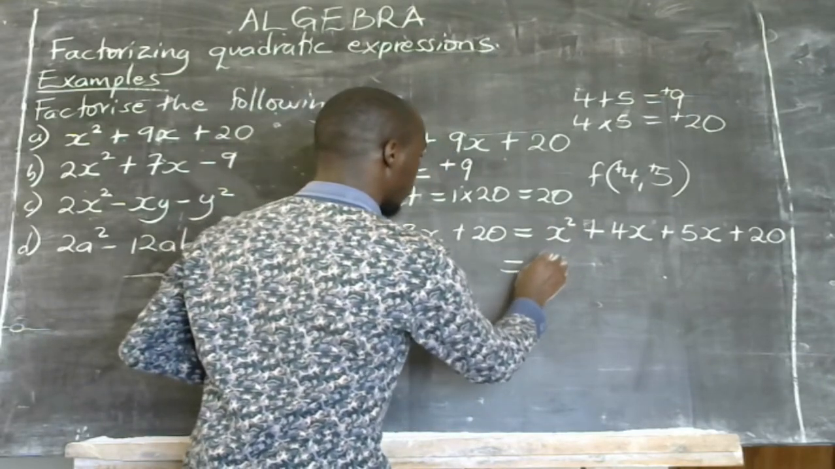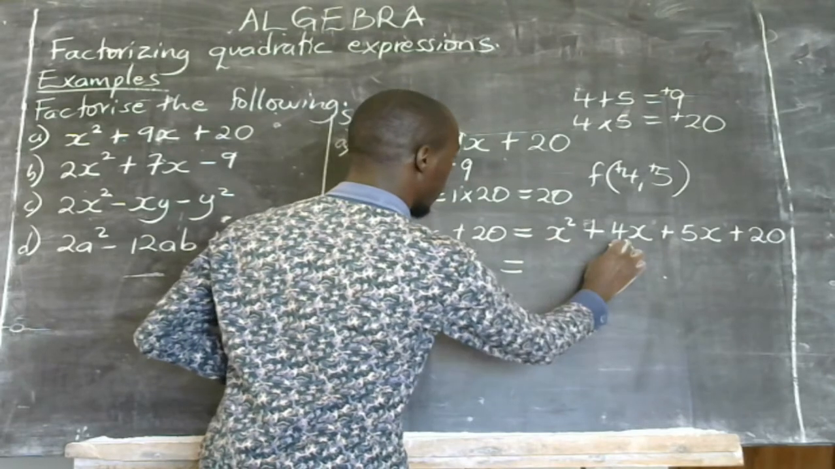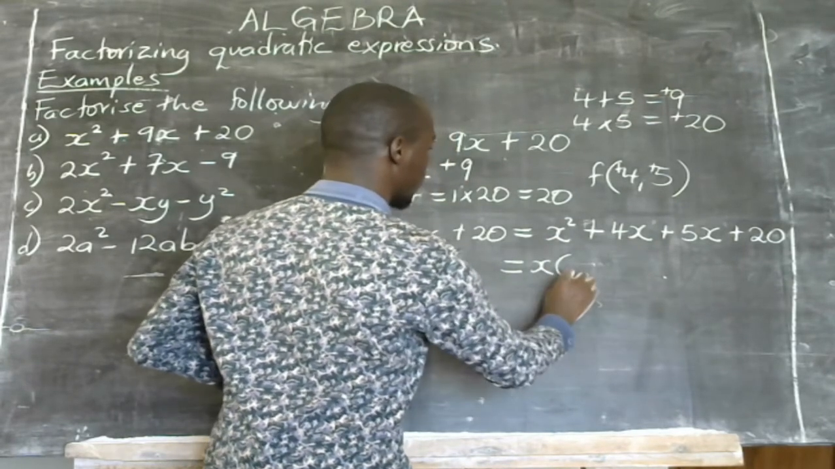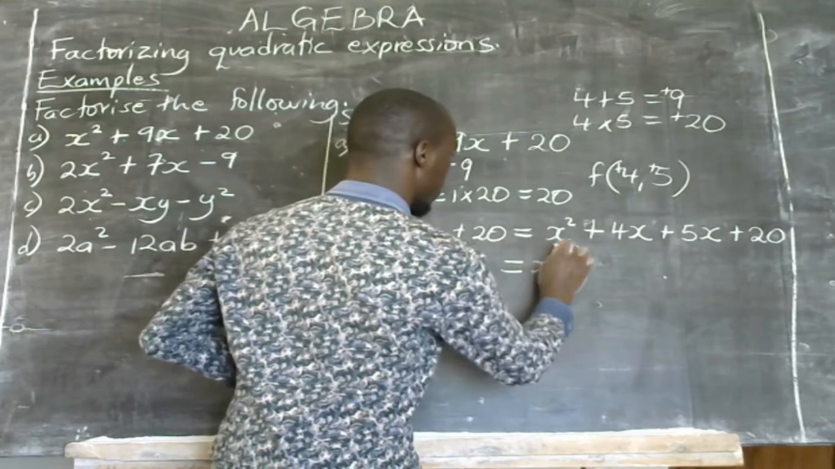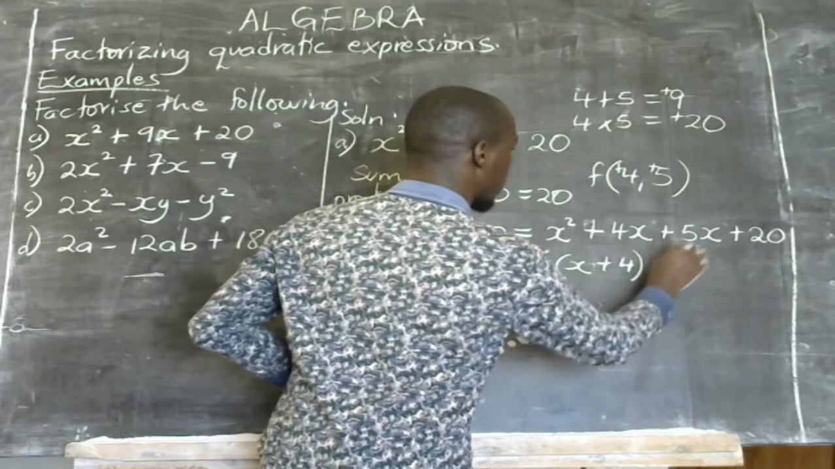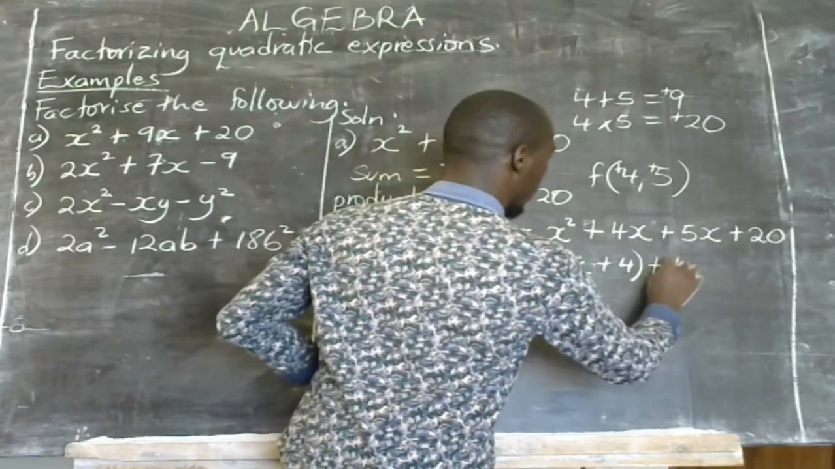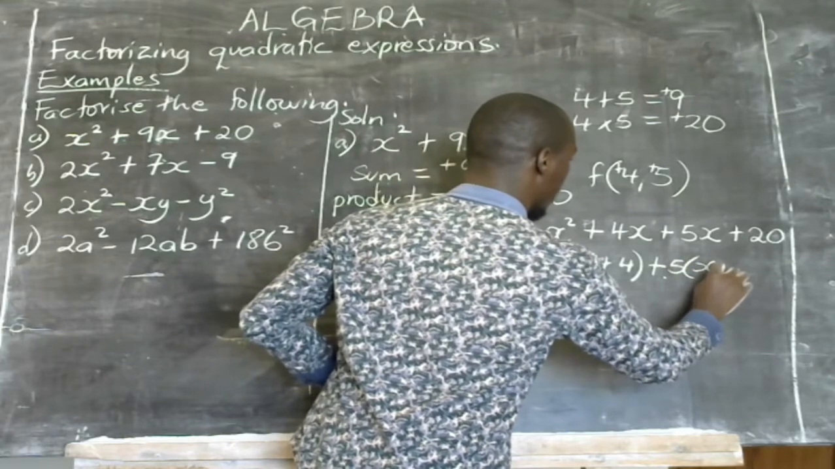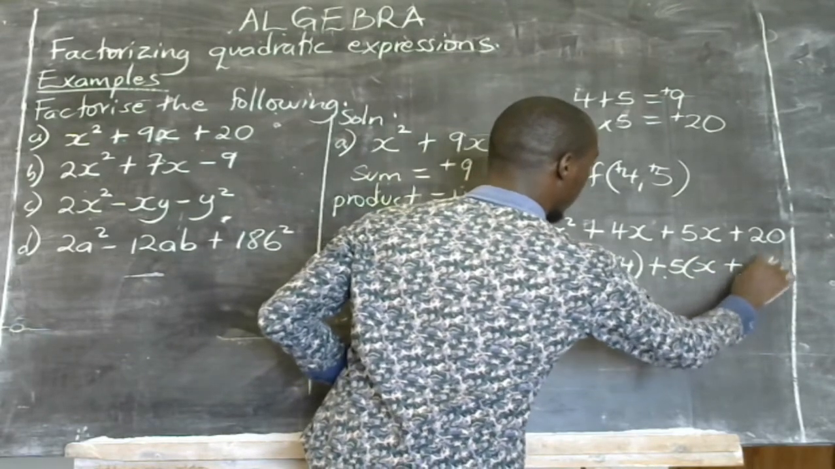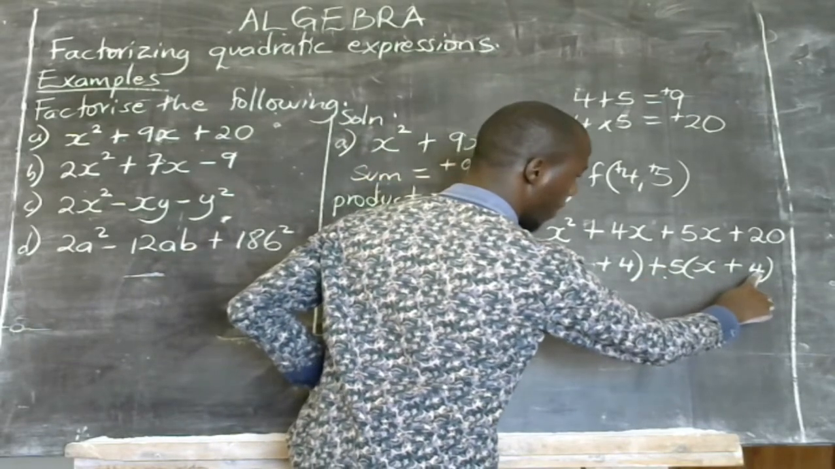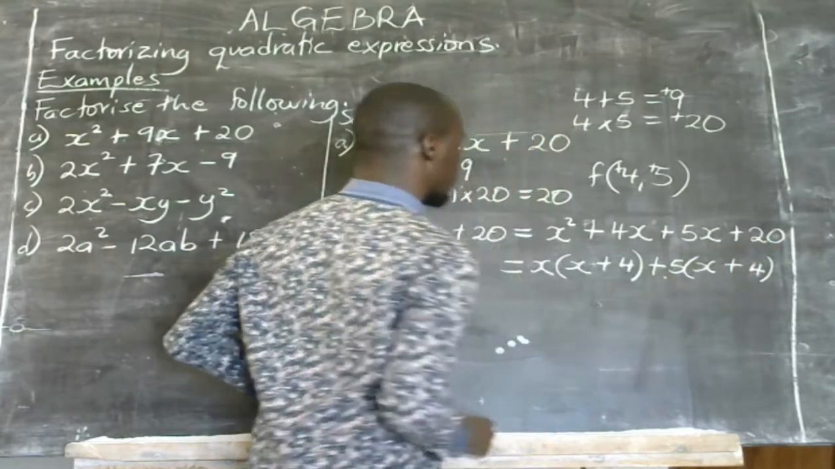So this here and there, x is common. So when I pull out the x, I'm having 1x there left, then plus a 4 here. Then now, when I look at these two terms, 5 is common. I'll be having x plus a 4 there, because when you multiply 5 times 4, you go back to 20.